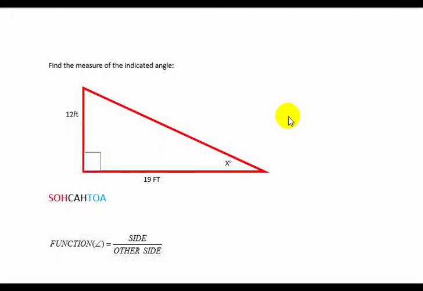So to wrap up, what we can say is that the tangent of x equals 12 over 19. Since we know 12 over 19 equals 0.6316, we can say the inverse tangent of 0.6316 equals x. After we punch it into the scientific calculator, we find that the measure of x is approximately 32 degrees. Go SOHCAHTOA!